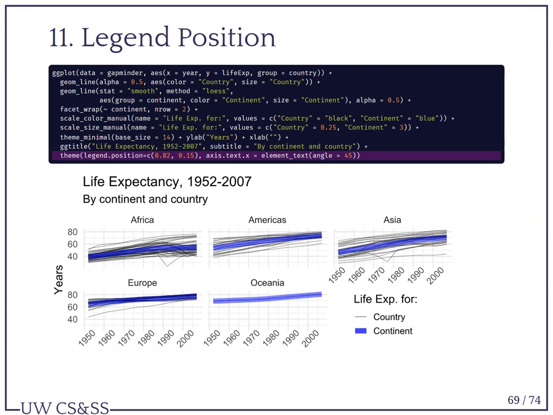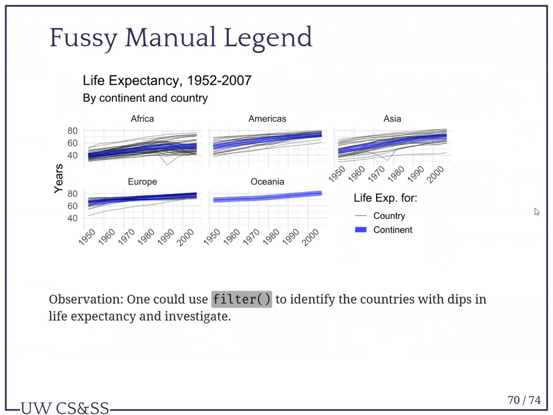We had another hand. How does it know that the Africa and Americas X labels drop off? That's just the magic of the facet wrap. It's just going to get rid of those, because it knows that all of that information is on the same scale. Okay. So one observation is you could filter to identify these countries with dips in their life expectancy and investigate if you'd like. I think historians among us are pretty clear what's going on in here and here.